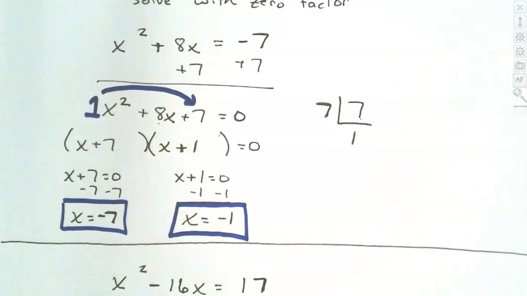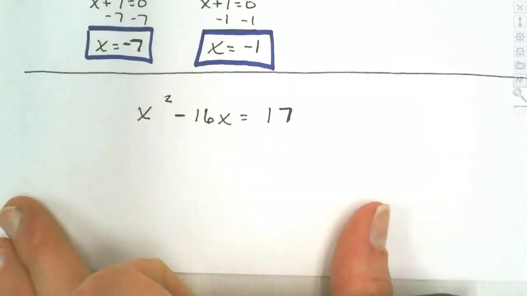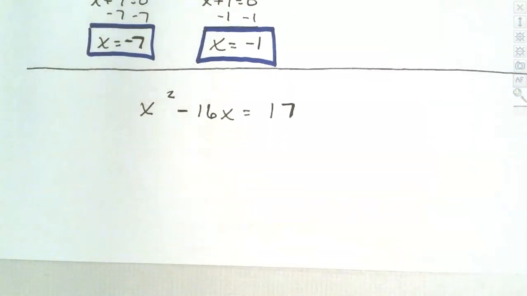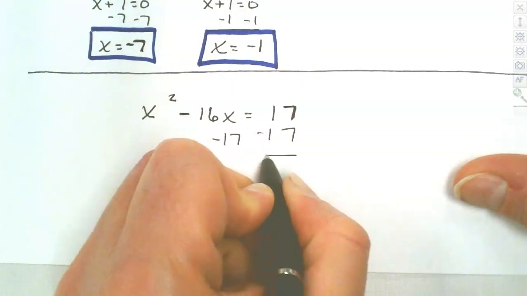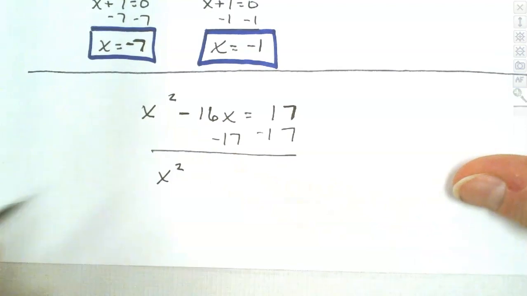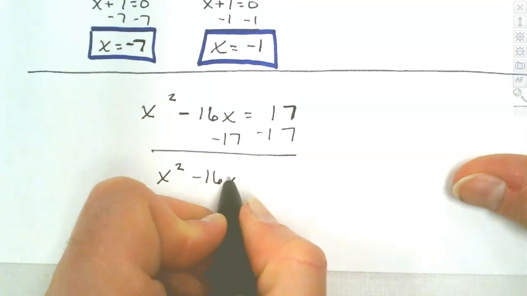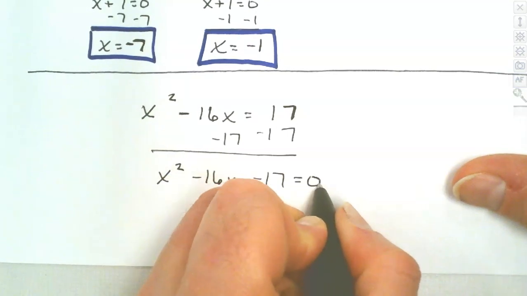And this one's going to be just like the last one, except we're going to have to be careful with the signs. So this one has a little bit different signs, and I'll pick some more from our textbook here in a moment. But this one illustrates the signs. So what do we do first? Move that 17 over, and that leaves us then with x squared minus 16x minus 17 equals 0.